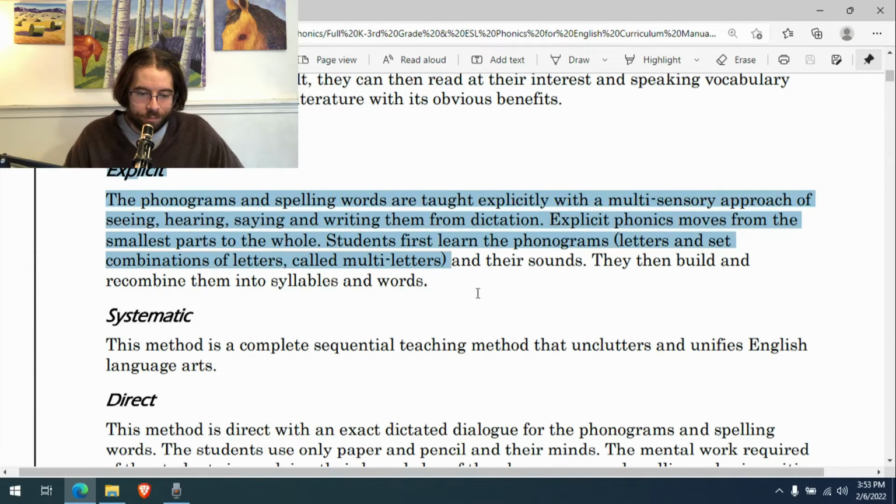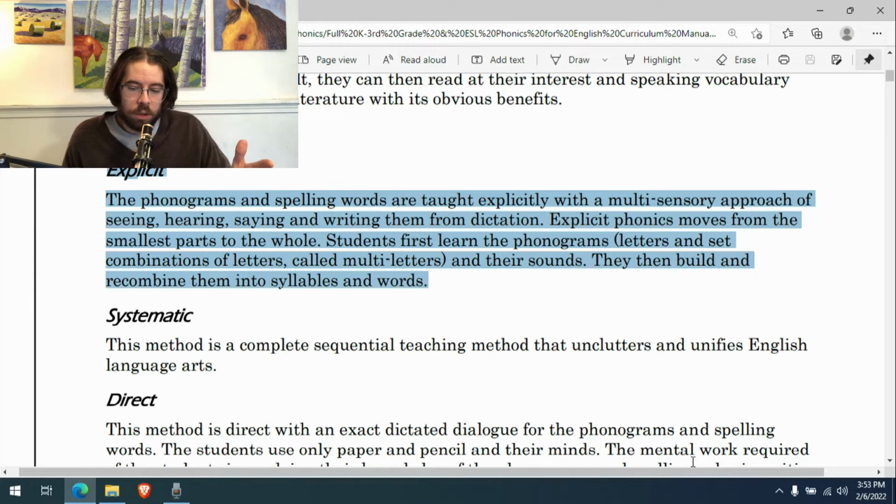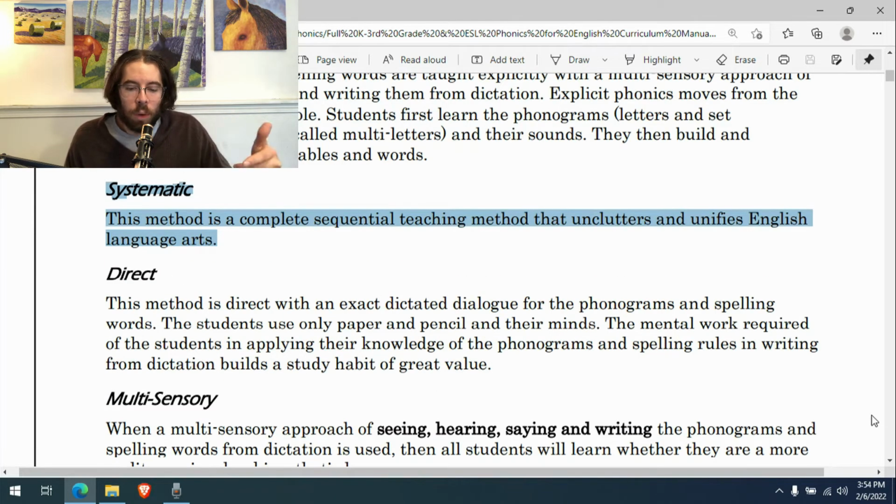So number 6, read to learn. The phonograms and spelling words are taught explicitly with a multisensory approach of seeing, hearing, saying, and writing them from dictation. Explicit phonics moves from the smallest parts to the whole. Students first learn the phonograms, which are the letters and set combinations of letters called multiletters, and their sounds. They then build and recombine them into syllables and words. This method is a complete sequential teaching method that unclutters and unifies English language arts.